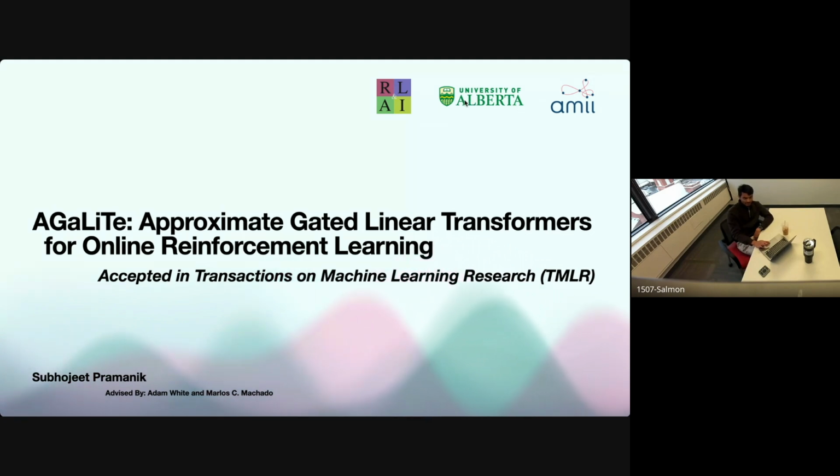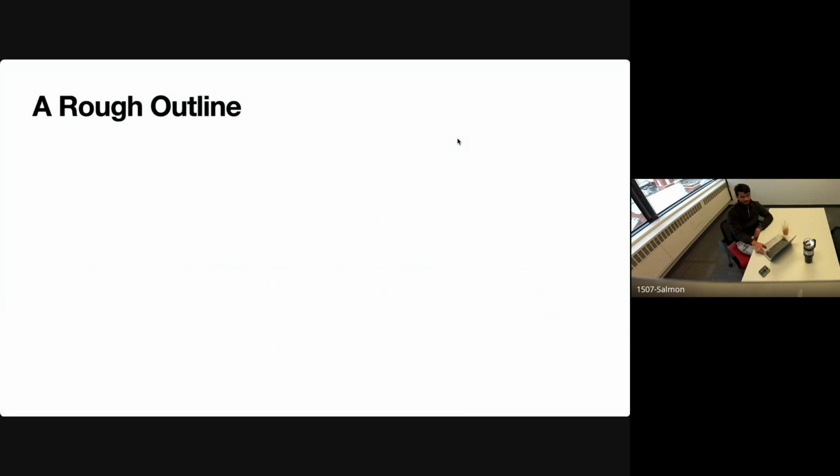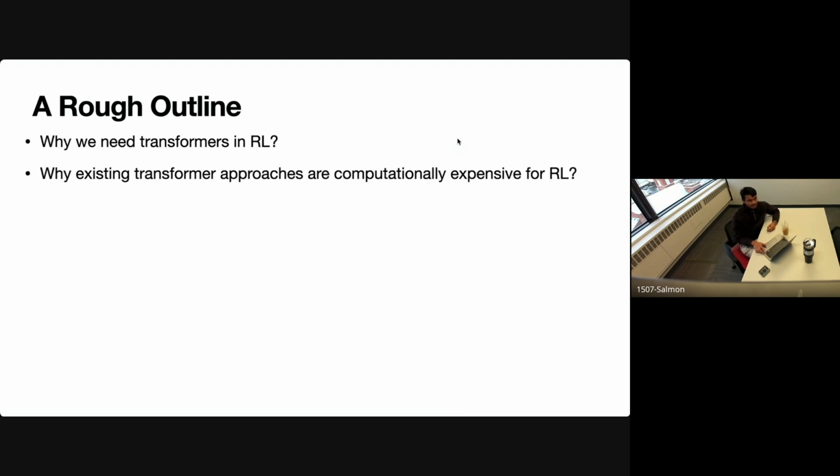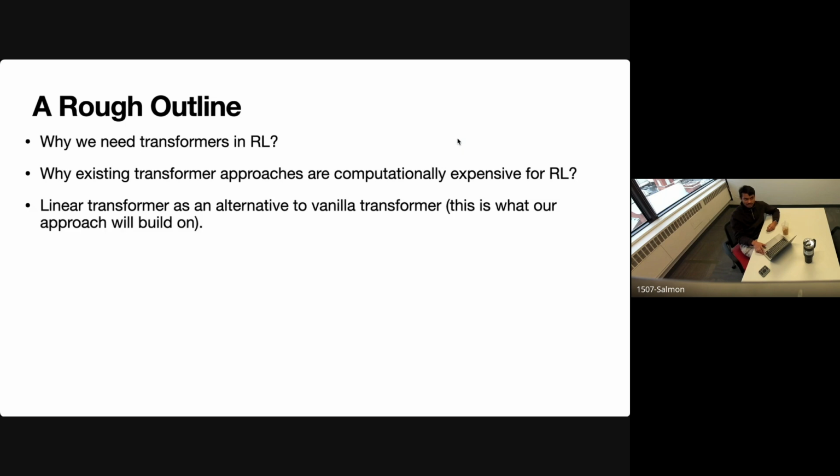So today I'll be talking about the work that I did during my master's thesis. So let's get started. Just to give you a rough outline of what this presentation is going to be like, I'm going to start by motivating why we need transformers in reinforcement learning. I'm going to discuss some of the existing transformer approaches and the computational complexity of these approaches when they are applied to reinforcement learning.